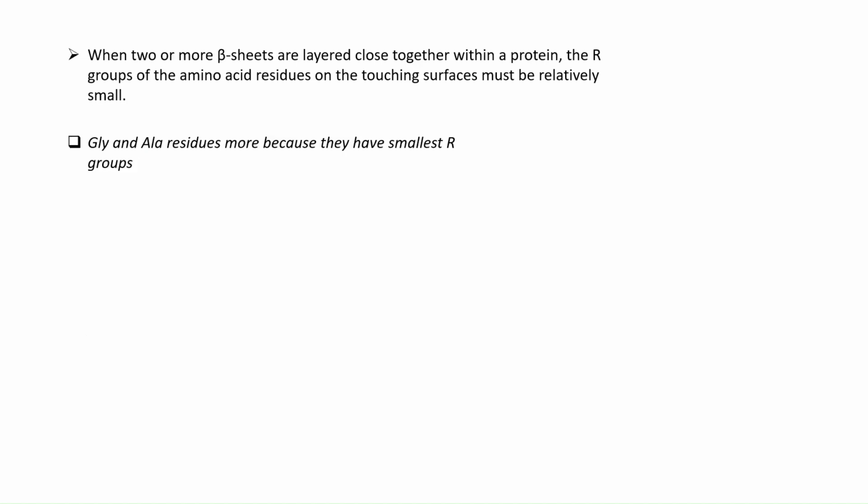When two or more beta sheets are layered close together, their R groups should be small. If they're very close, they should have very small R groups, otherwise they will create again the steric hindrance. So the two amino acids that have the smallest R group are glycine and alanine. Therefore, in beta pleated sheets, we can find more of glycine and alanine amino acid residues.